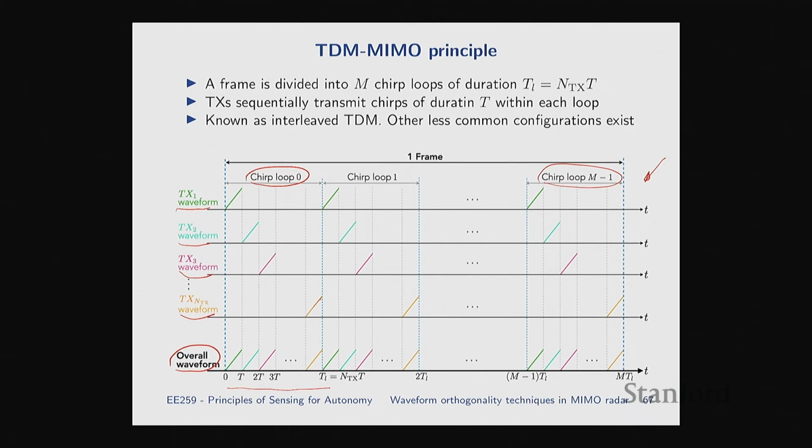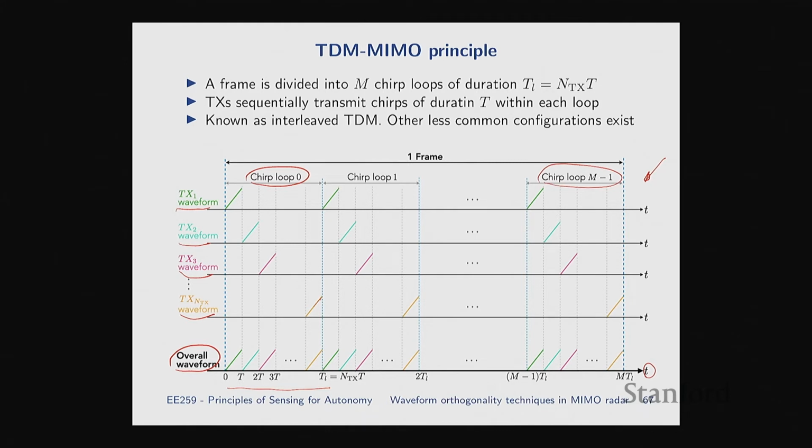So every receive antenna, when it receives an echo, knows exactly which transmitter it corresponds to because only one transmitter was active at that time. So with TDM, it's kind of trivial to separate out the signals and then construct your virtual array. However, as with everything else, there is no free lunch. So it comes with a couple of trade-offs.